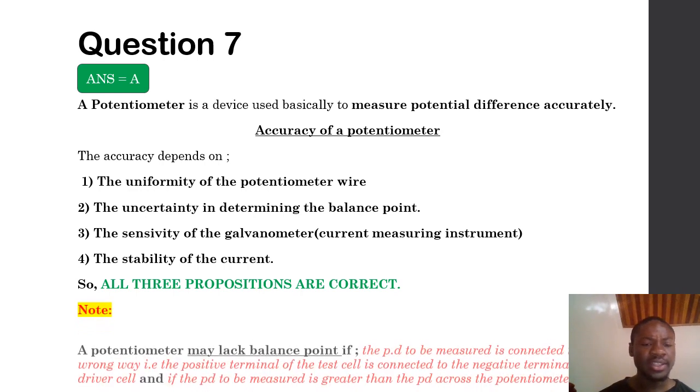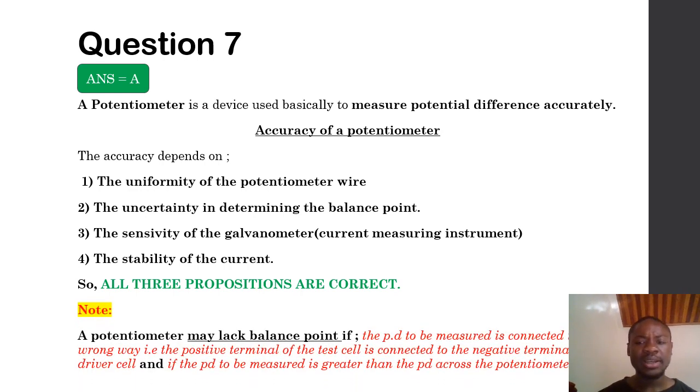And you should take note that a potentiometer may lack a balance point if the PD to be measured is connected in a wrong way. That is, the positive terminal of the test cell is connected to the negative terminal of the driver cell, and if the PD to be measured is greater than the PD across the potentiometer. So the two conditions will cause a lack of balance in the potentiometer.